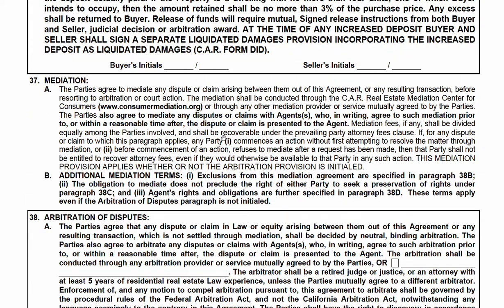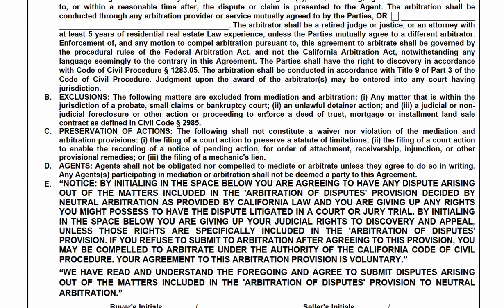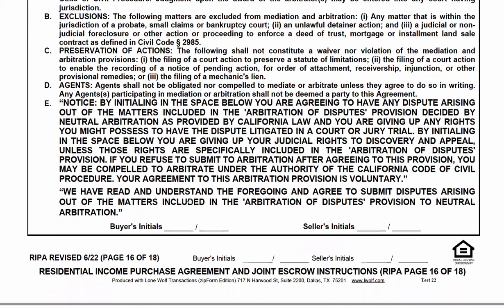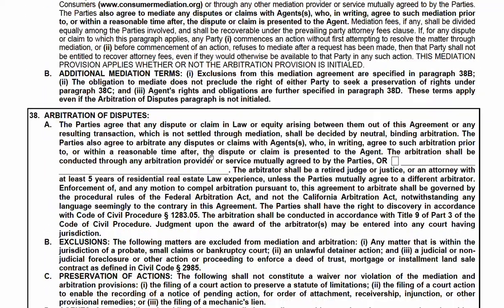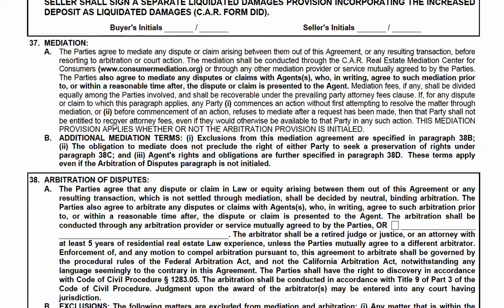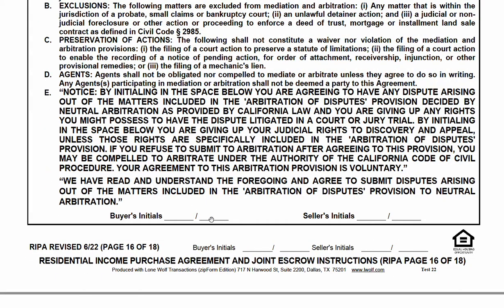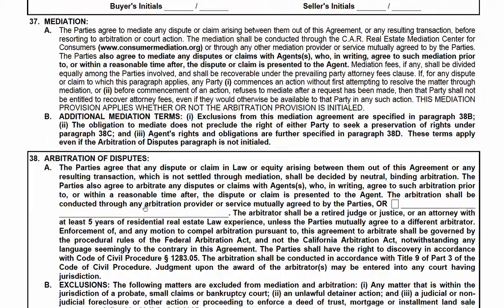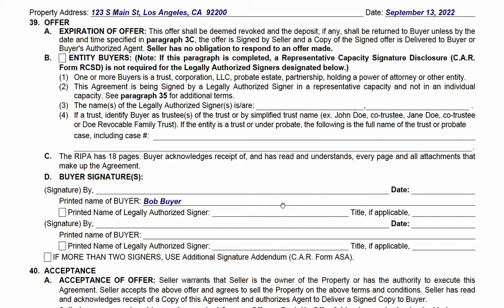Mediation, the parties agree to go to mediation. If there's a dispute, this section means that if mediation fails, it goes to arbitration. And this is all to avoid going to litigation or going to court. So you want to have mediation as the first course of action. If you initial in here, it adds arbitration as the secondary measure if mediation fails.